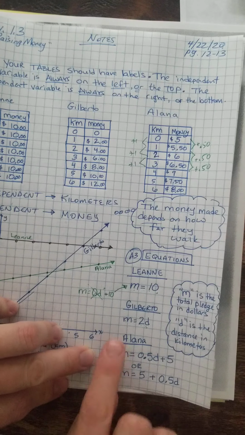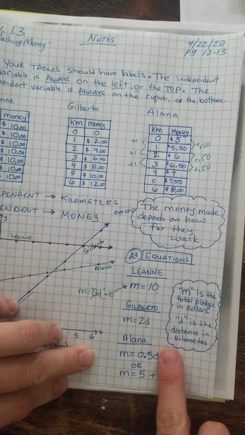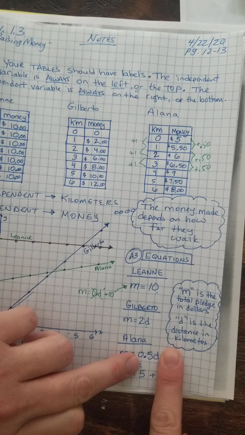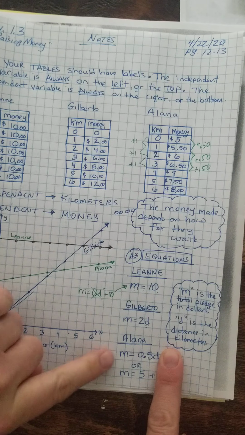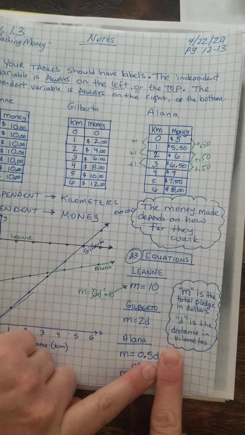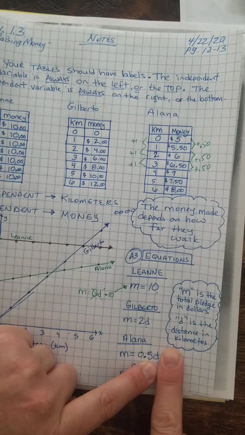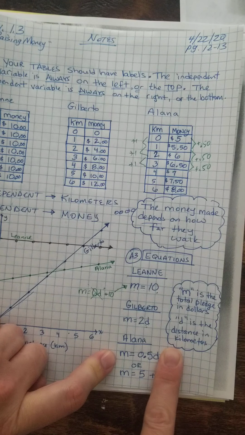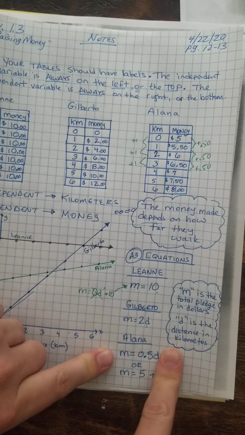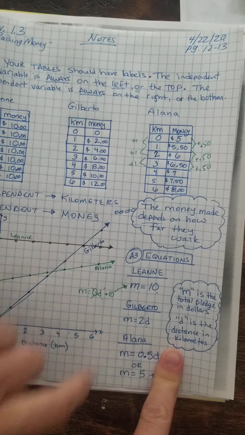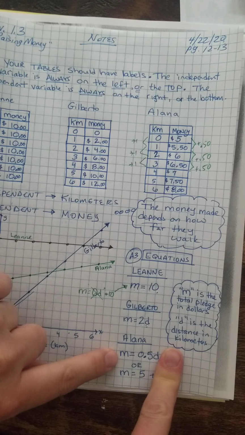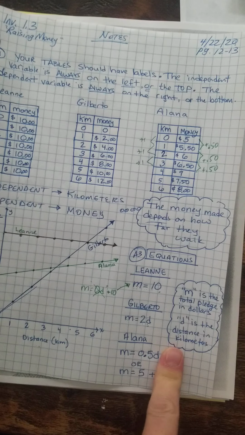But if I just had an equation like Gilberto's and it just said the money is equal to 0.5D, then what would happen here is when I plug in 2 kilometers, I'm only going to get $1. And this is a great way to check your equations too. A lot of the equations for Alana were a bit off. Leanne for that matter as well. So go back to your equations and check them out.